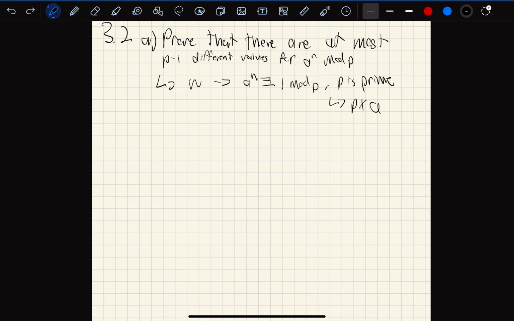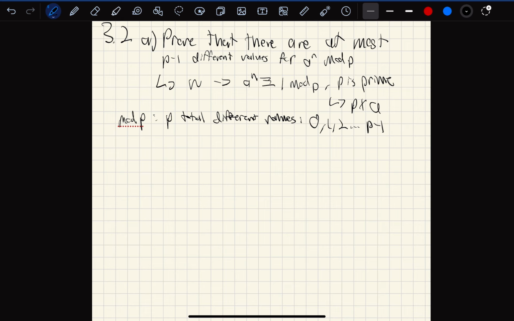So let's start with the information we're given, right? Under mod p, we have p total different values, and those would be from 0 all the way up to p minus 1.